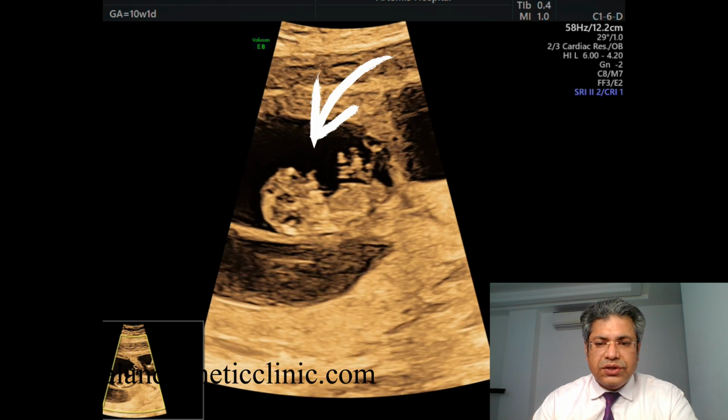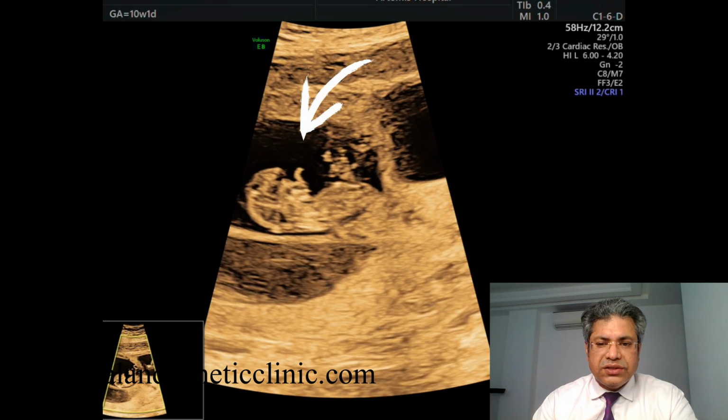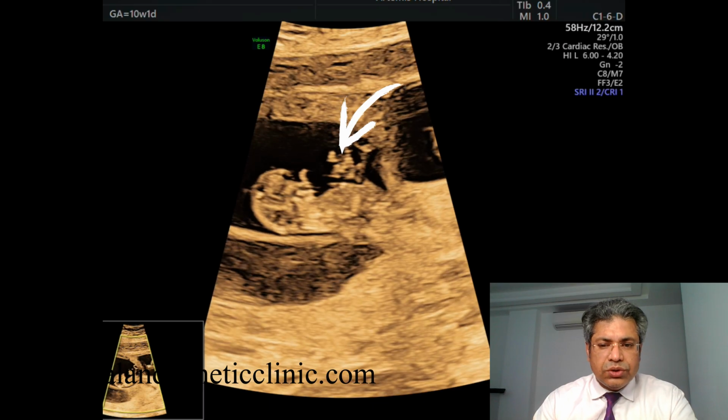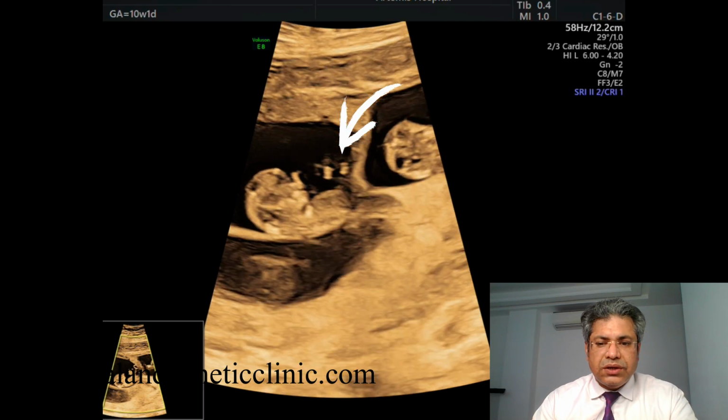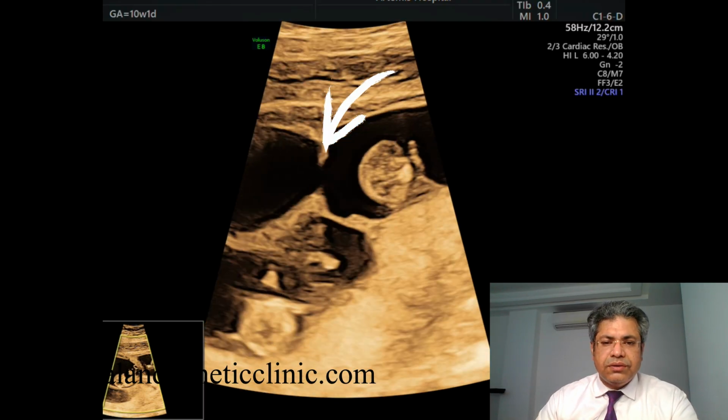We can very well look at the nasal bone, the cranium, and the whole spine. We can see the ductus venosus. So this is how the baby looks at 10 weeks. All four of them looked like this. This is the second one.